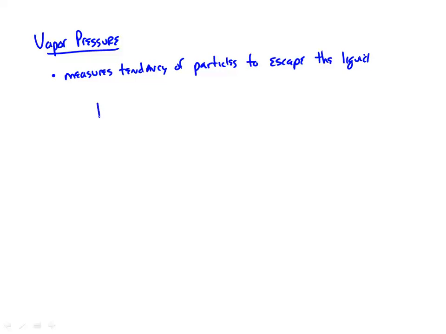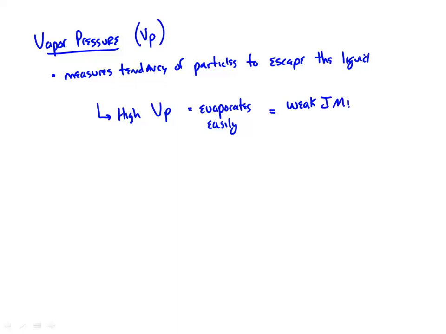And so if we have a high vapor pressure, and I should point out that V with a little subscript P stands for vapor pressure, it means that something evaporates easily, which means that it has weak intermolecular forces. Meaning if it takes very little energy to go from the liquid to the gas phase, that means there are not very strong intermolecular forces holding those particles together.